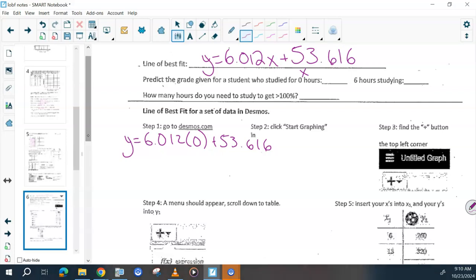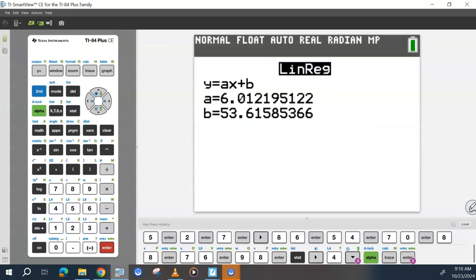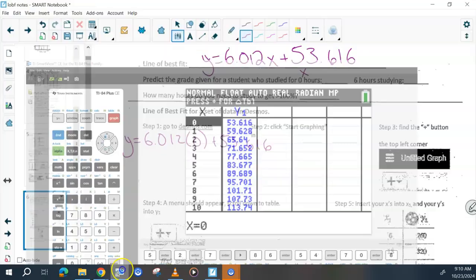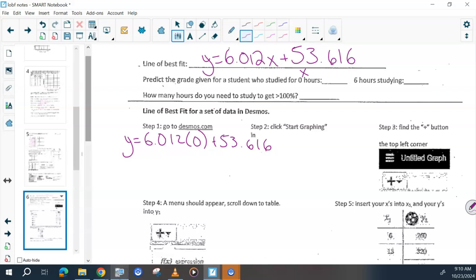This part only works if you did that store regression piece. If you didn't do that part, this will not work. So we're going to go into the table, second graph. You should have these values, and this will help us answer these questions. So when X is 0, Y is 53.616. I'll just round that, you can leave it as 53.616 or do 53.62, either or.